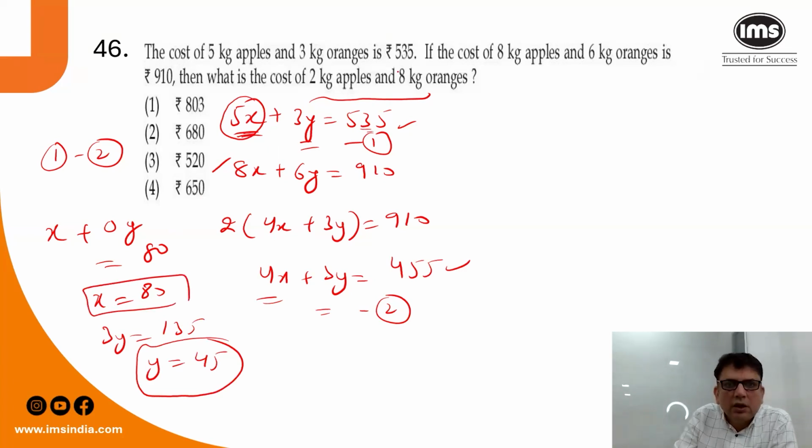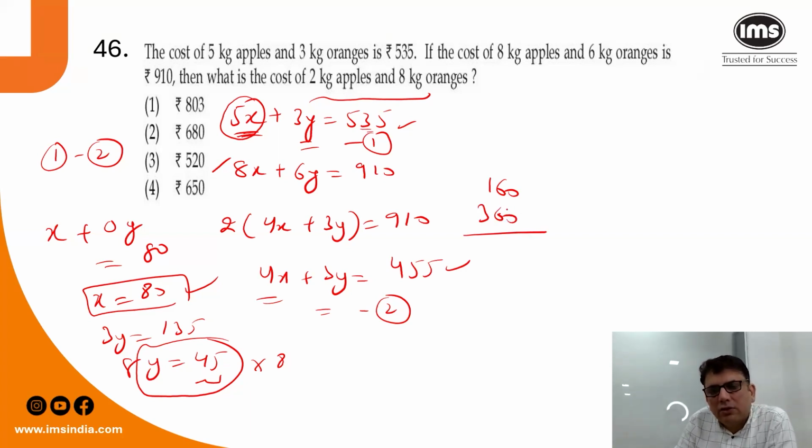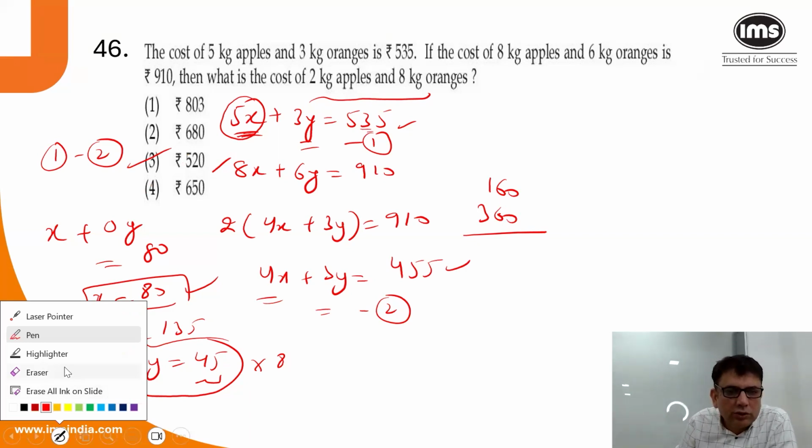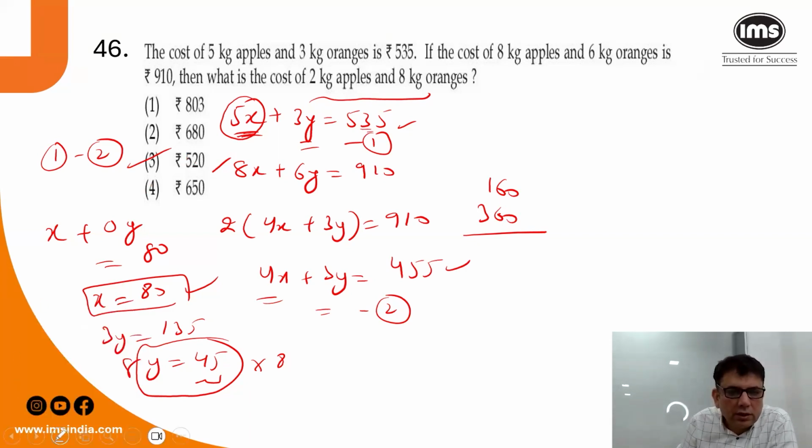X is this. 2 kg of apples, 2 into 80, 160. 8 kg of oranges, 8 into 45, which means 8 into 40 will be 320. 8 5s are 40. 320 plus 40 is 360. 360 plus 160 is 520. Third option is the correct answer. Easy question. Just a little bit of calculation, nothing else.